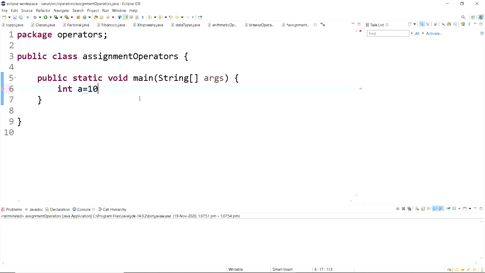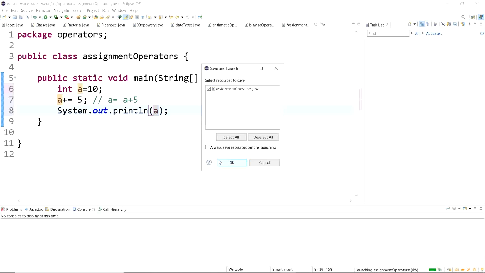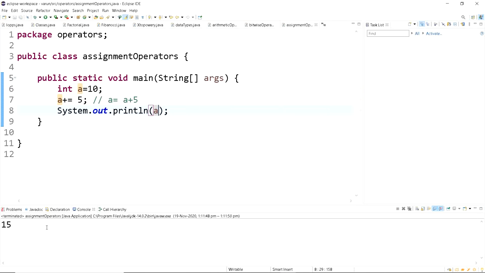I'll take a value int a equals 10. So if you write a plus equals 5, what this does is a equals a plus 5. So instead of writing a equals a plus 5, we are writing a plus equals 5. Now let's print this out, a. See, it has printed out a value called 15 here.